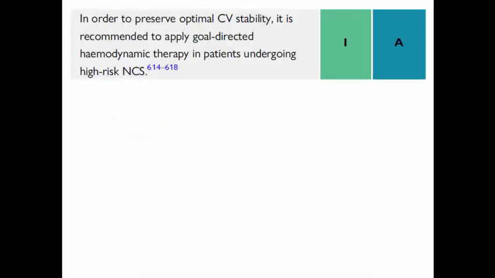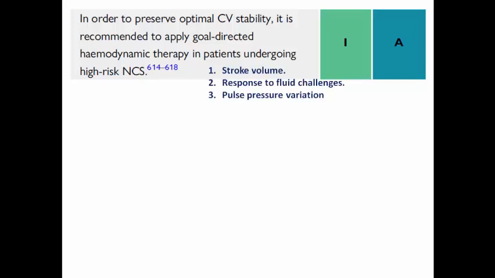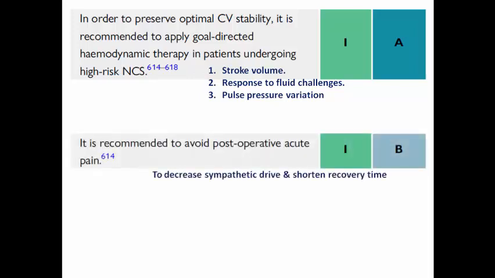Regarding the perioperative monitoring, there is a class 1 to apply goal-directed hemodynamic therapies in those undergoing high-risk surgery, assessing the stroke volume, response to fluid challenges, and the pulse pressure variation, due to the high risk here for intraoperative hypotension, and this is usually performed in ICU or critical care units. It is recommended also to avoid postoperative acute pain in order to decrease the sympathetic drive and shorten the recovery time, and that's why there is a role for neuraxial analgesia to control the pain.